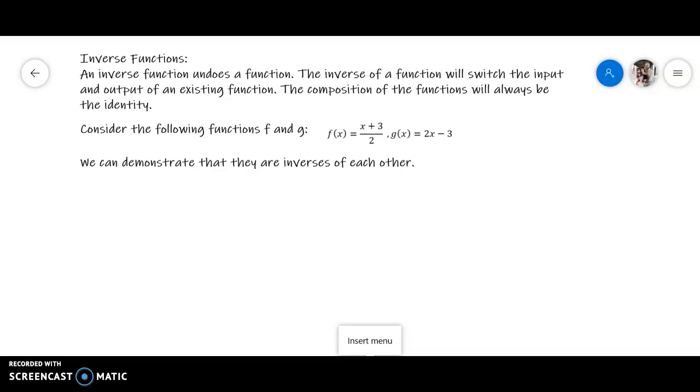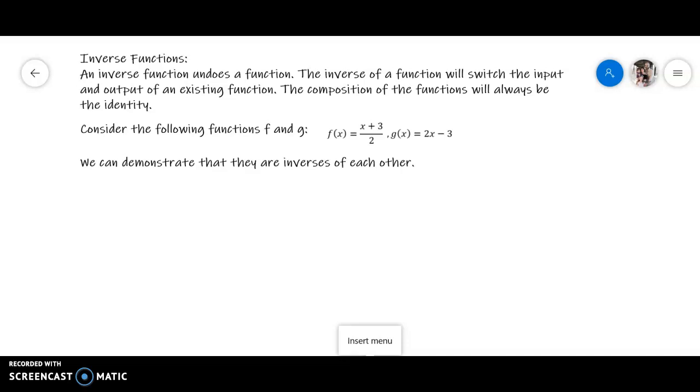Okay guys, inverse functions. This is a review of what an inverse function is. An inverse function undoes a function. The inverse switches the input and output of the existing function, and we can show that it's an inverse by showing that if we compose them, we get the identity. In other words, if the input is x, the output is x.